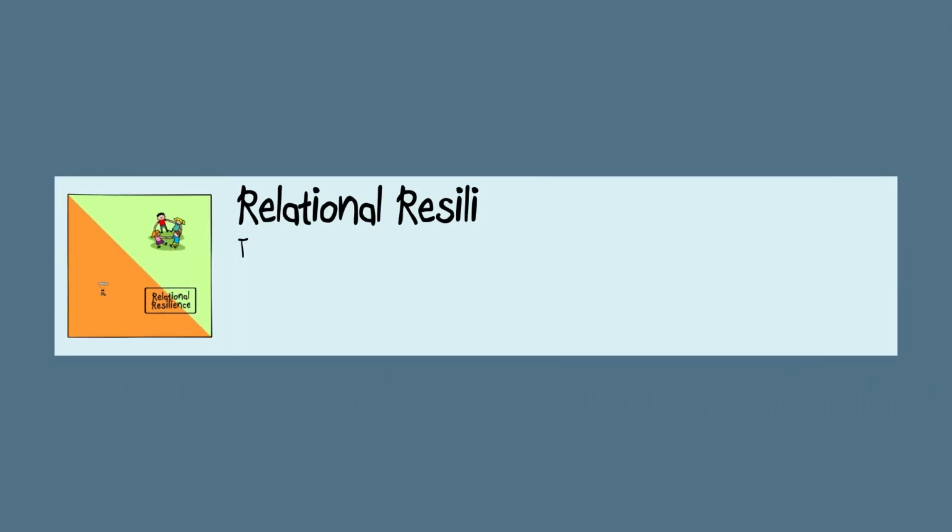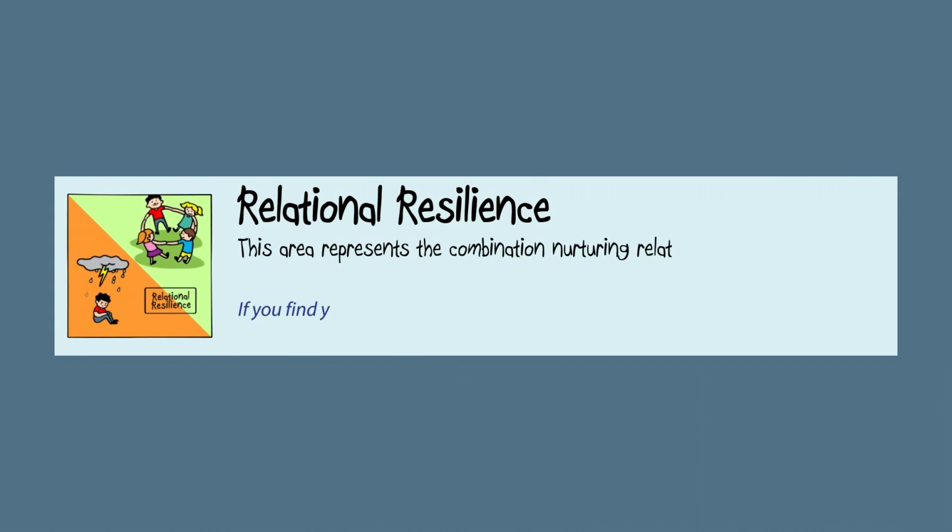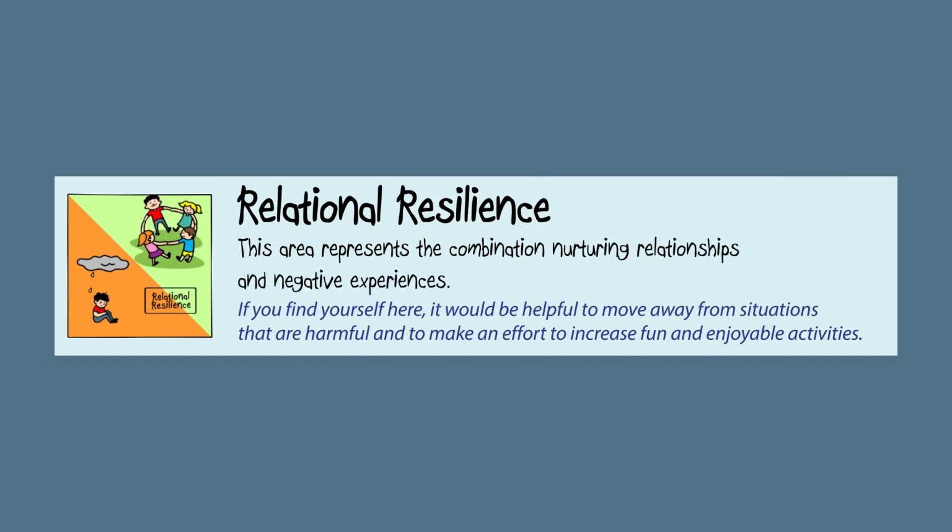The experiential resilience quadrant is the space where positive experiences help us get through when relationships are tough. The relational resilience quadrant is the space where positive relationships help buffer us against difficult experiences.